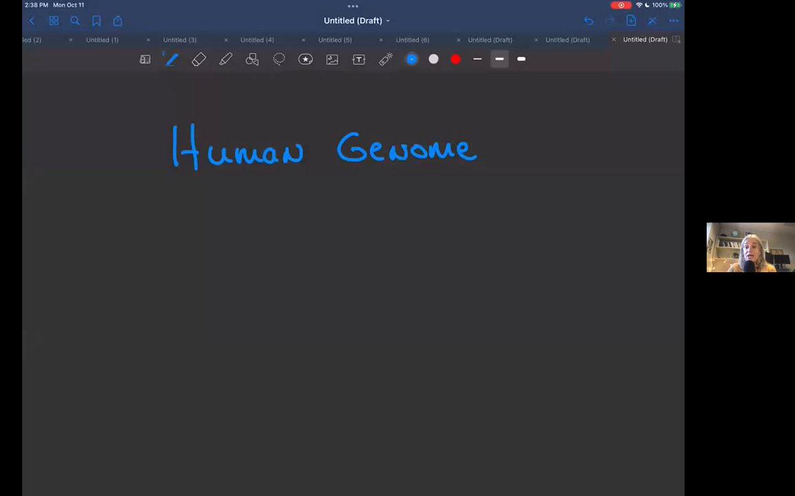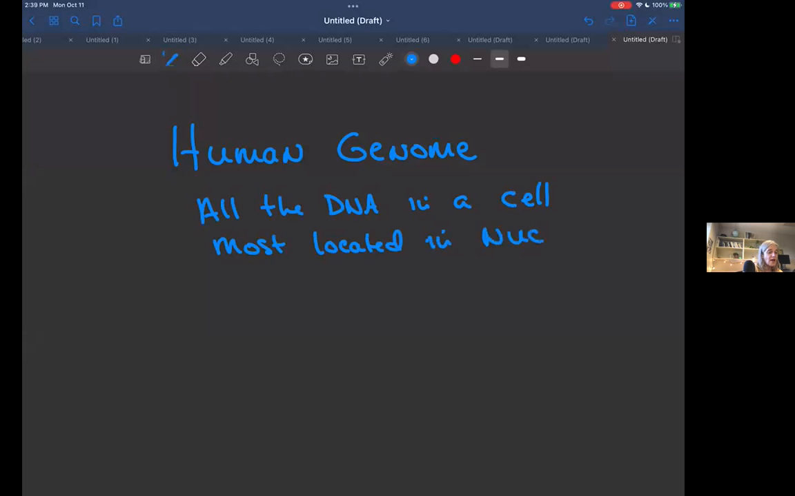We can talk about the human genome. And so that's all the DNA that is in your cell, and most of it is located in the nucleus. So this is all the DNA in a cell, most located in the nucleus. One place where it's not located, or where it is also located, is in your mitochondria, but most of it's located in the nucleus.